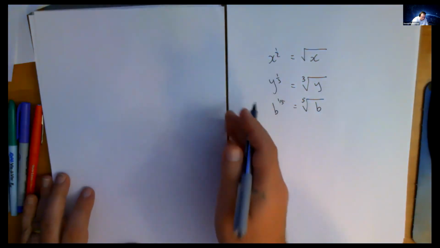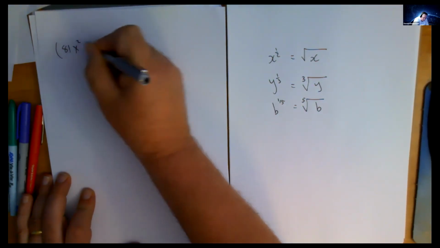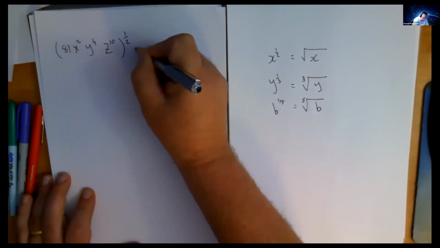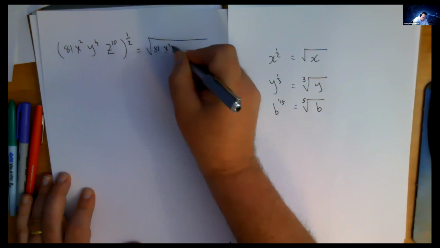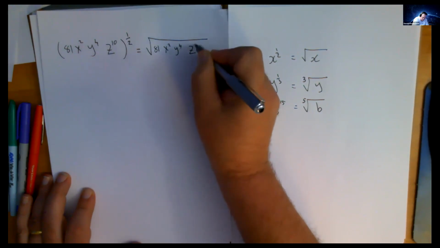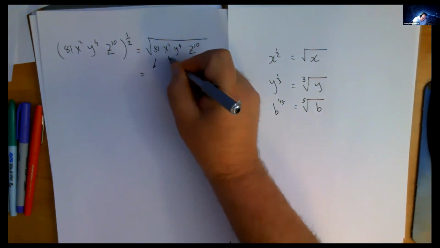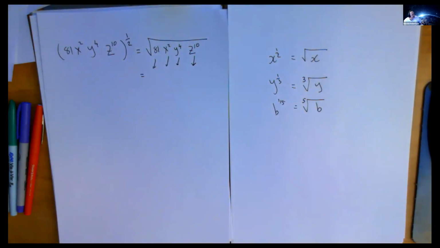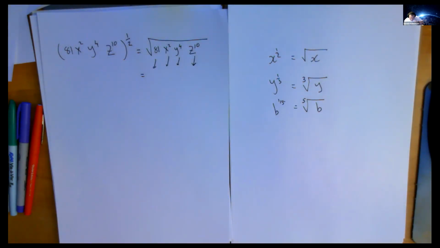How about upping the ante then? I'm going to do 81 x squared y to the 4 z to the 10 all to the power of half. Well, that's going to become a square root of this guy. Now, each piece is going to contribute something to the answer, right? So a half power is a square root. Okay, let's zoom through them.